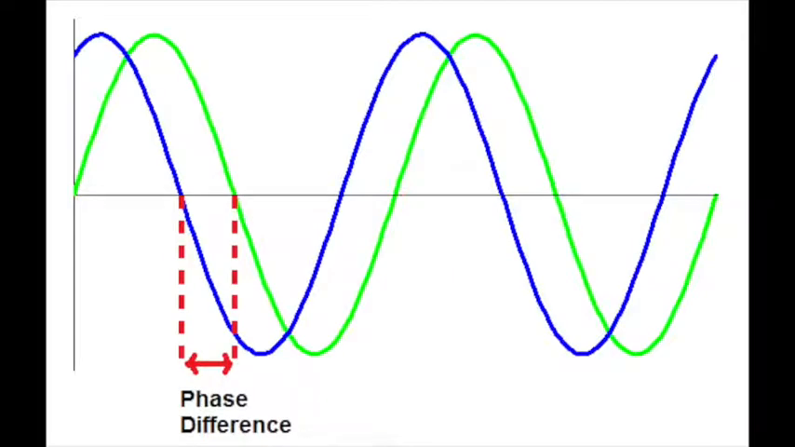Lastly, phase difference is the distance between two waves with the same frequency and with reference to the same point of the wave. When the phase difference between waves is 360 degrees or 2 pi radians, we can say that they are in phase. However, any other angle can be considered out of phase. Phase difference is measured in degrees or radians.